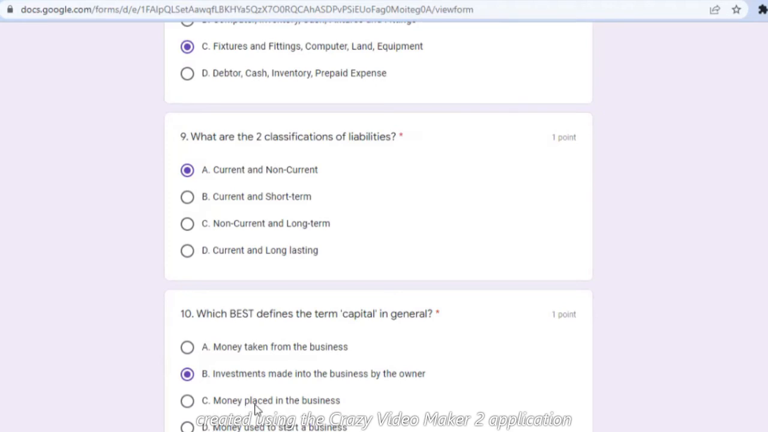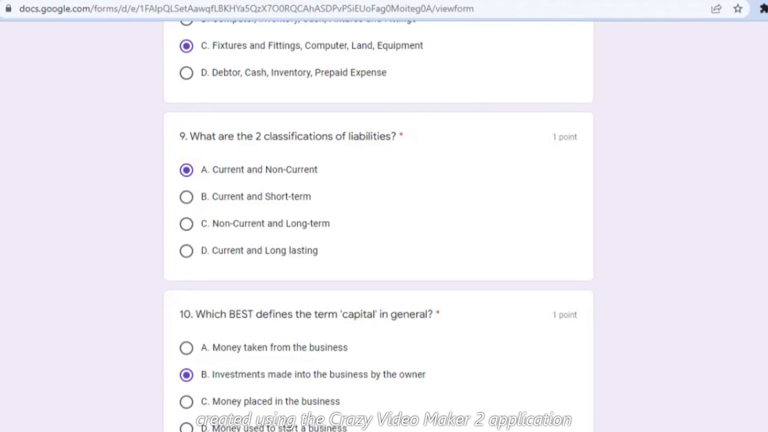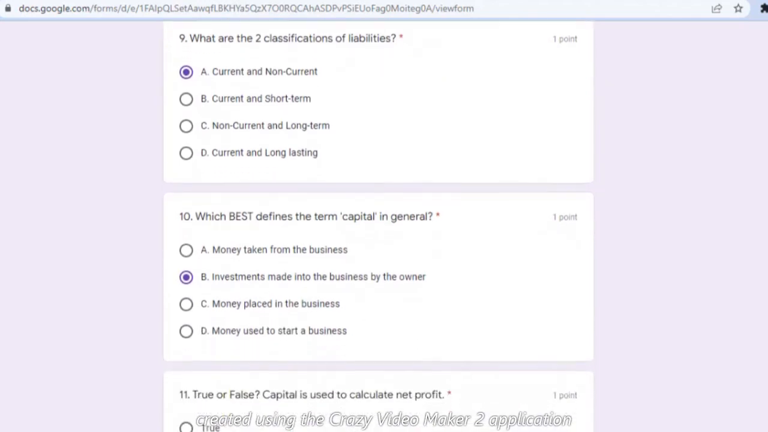Money placed into the business, money used to start a business. Many persons will say, oh, D, money used to start a business. But I said in general. Money used to start a business is a specific capital. It is startup capital. But that doesn't limit what capital is. That's why it cannot be the answer. It is too specific. It's investments made into the business by its owner. That's the general definition of what capital is.